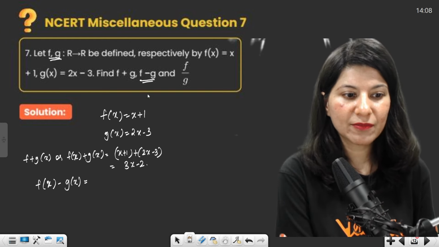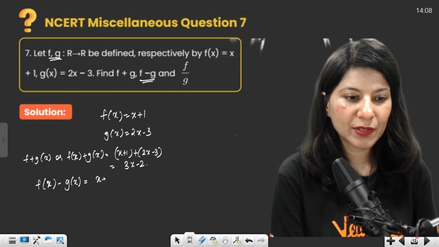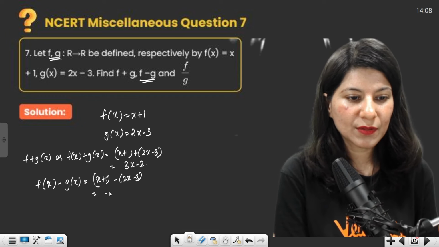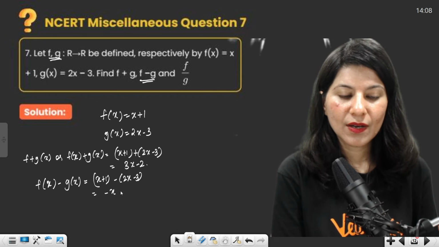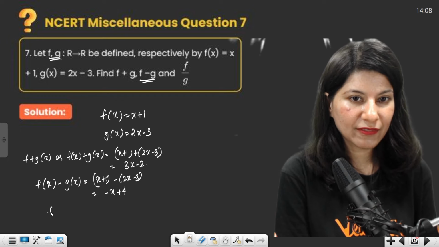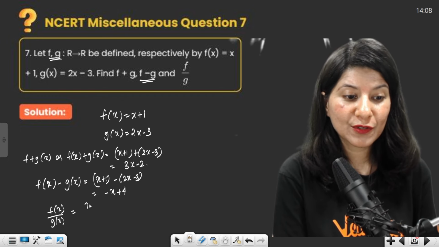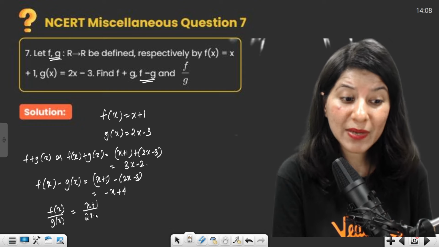Now next is f minus g, which is f of x minus g of x. So they are talking about x plus 1 minus 2x minus 3. So this is going to be minus x plus 4. Then f of x upon g of x. So this is going to be x plus 1 upon 2x minus 3.